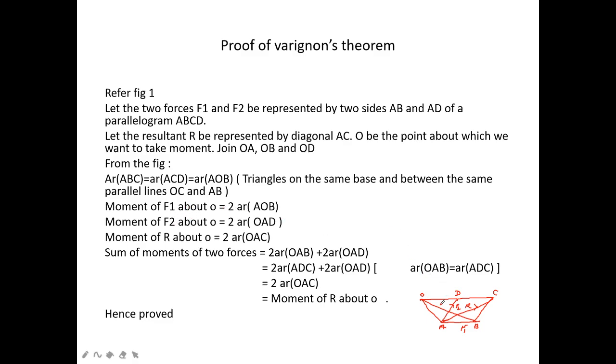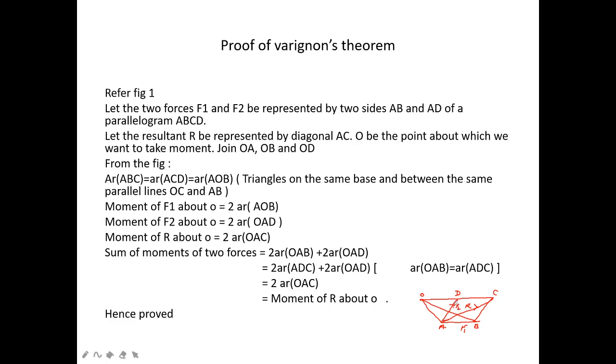Now moment of F1 about point O is 2 into area of triangle OAB, because triangle OAB is made up of the force F1, and moment of F2 about point O is 2 into area of triangle OAD, and moment of R about O is 2 into area of triangle OAC.